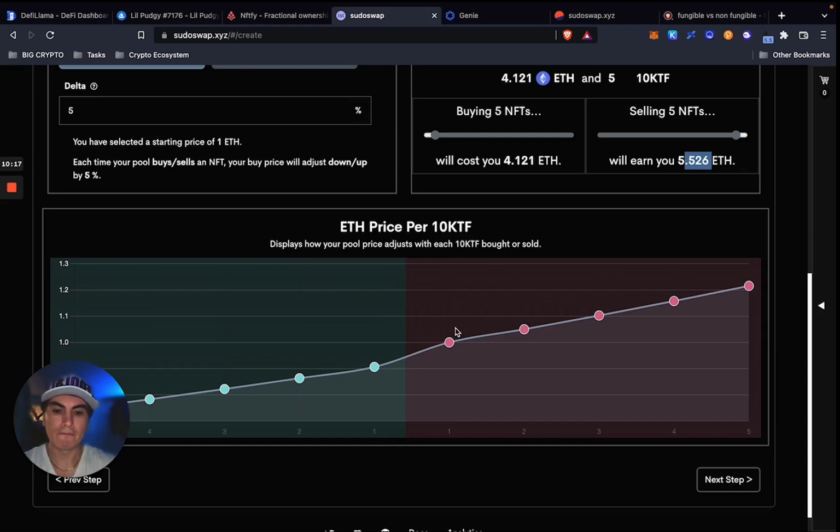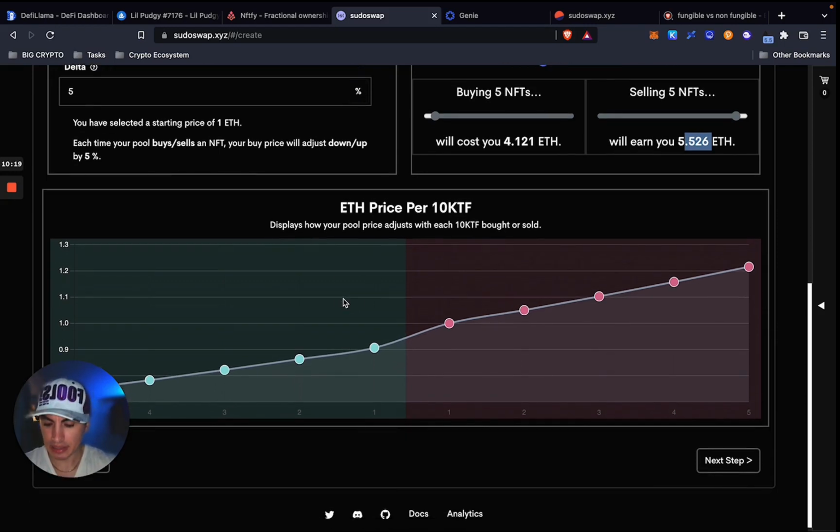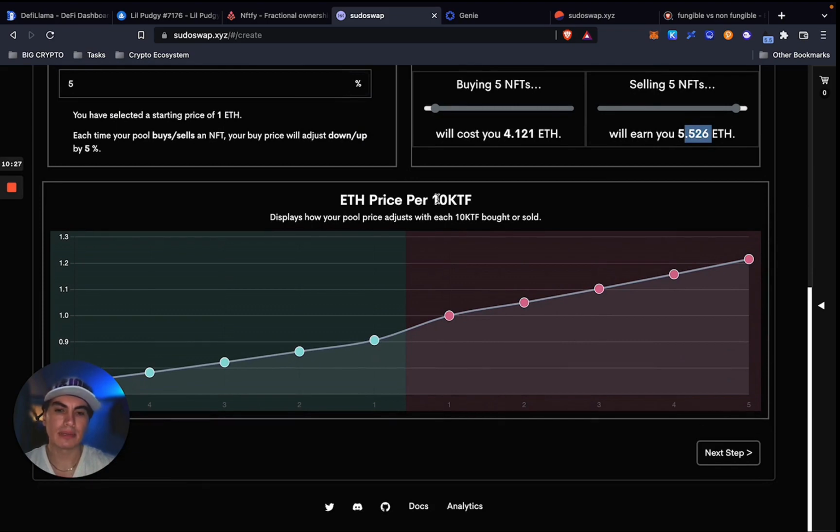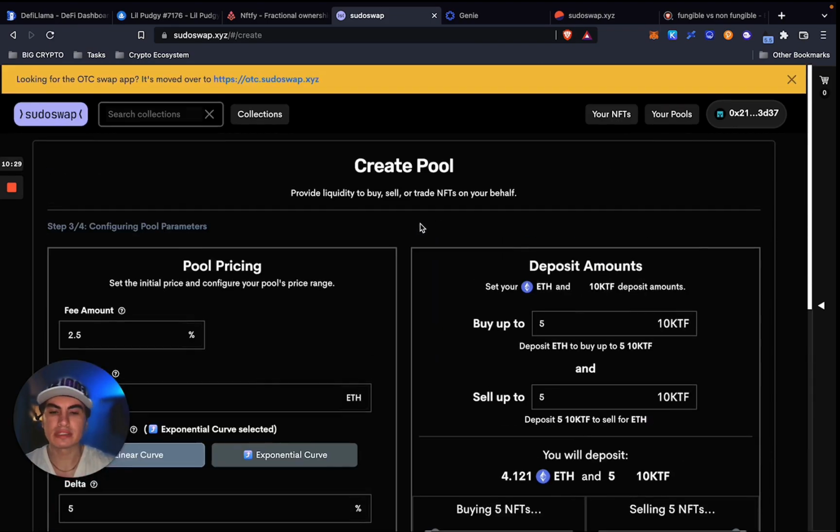So here's the bonding curve for it, as you can see how it fluctuates as you buy or sell. And then obviously you would click next step, and you would provide the following NFTs, and you would create a smart contract, and then boom, you're done. So it may seem a little complicated, but essentially it's quite simple based on what it offers.